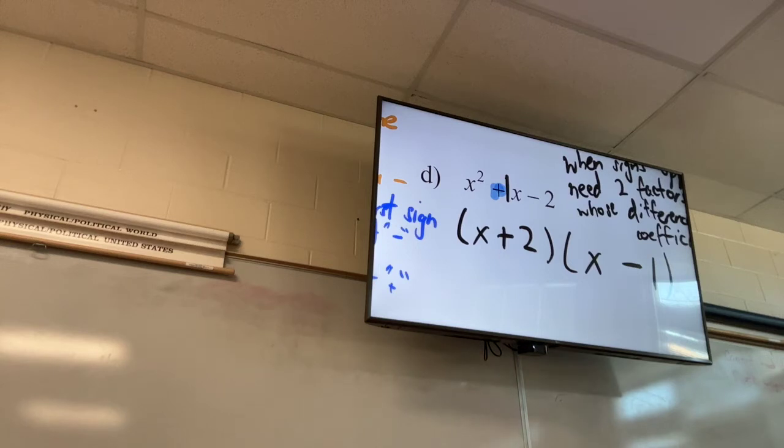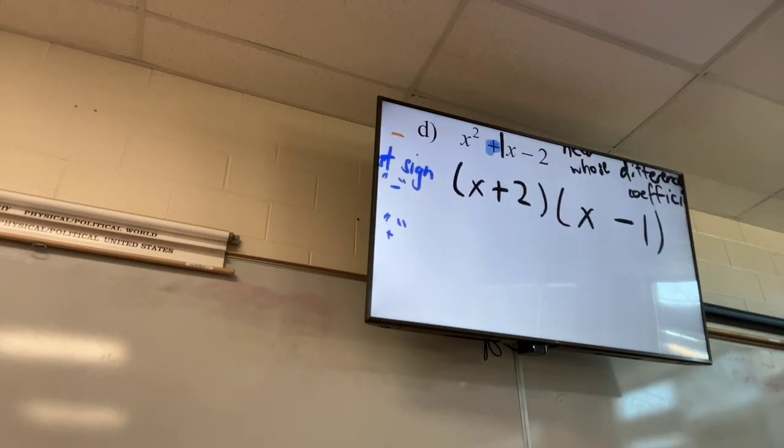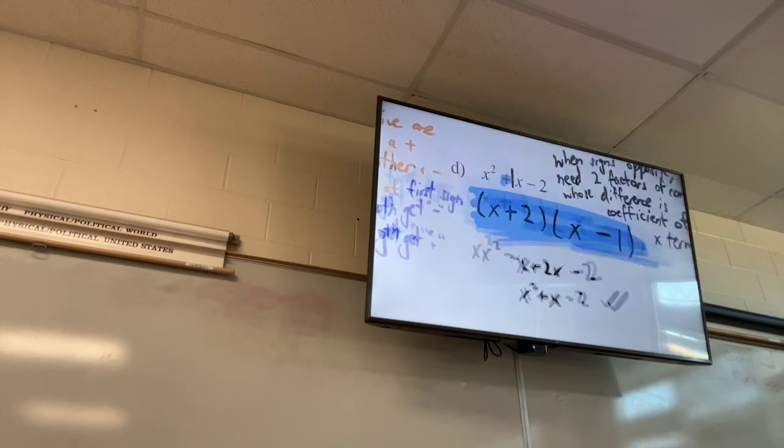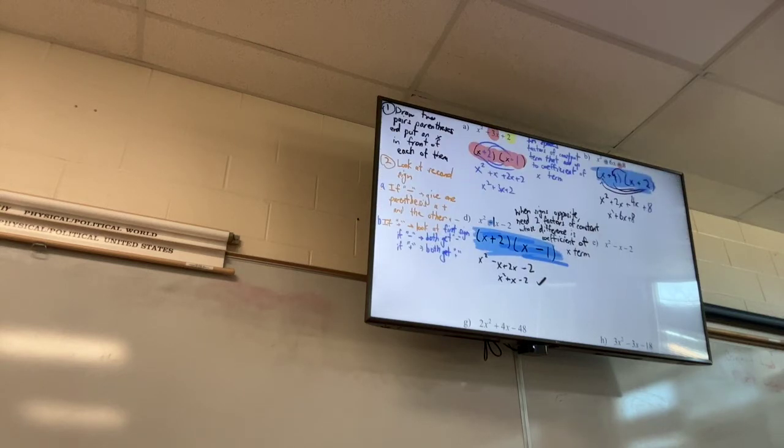And then let's FOIL that back out because that was a hard problem. So again, first, outer, inner, last. So that works. Factoring is difficult. It requires critical thought.